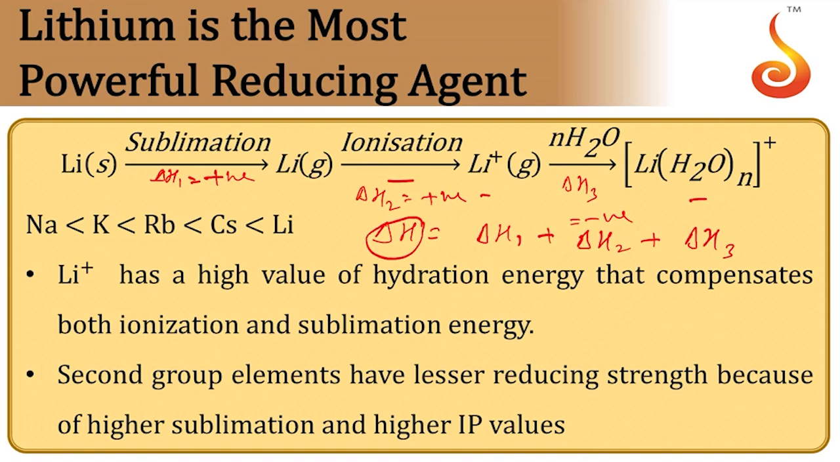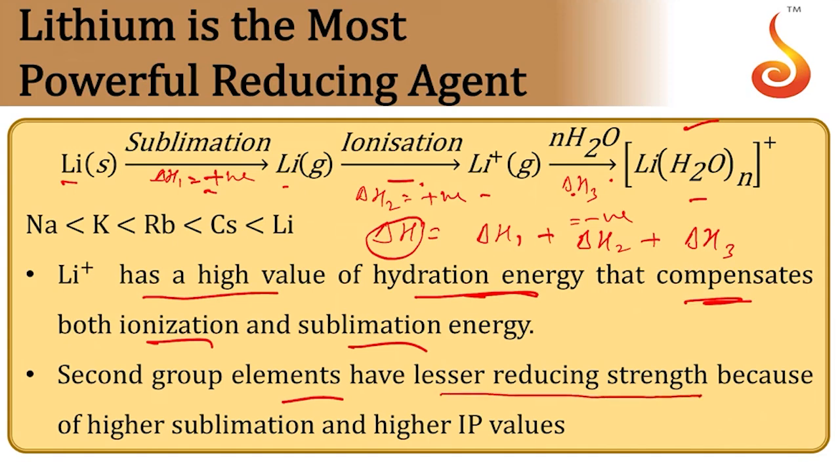A higher negative delta H indicates a stronger reducing agent. So the summation must be a negative value. A higher negative value indicates a stronger reducing agent. And lithium has a higher value of hydration here. This value is very high for lithium, which compensates both the IP value as well as the sublimation value. So this compensates both these steps and gives a higher negative value, and thereby lithium has the highest reducing strength. When you compare other elements, we can replace lithium by a metal in general and construct a Born-Haber cycle, and we can know relatively which is the stronger reducing agent.